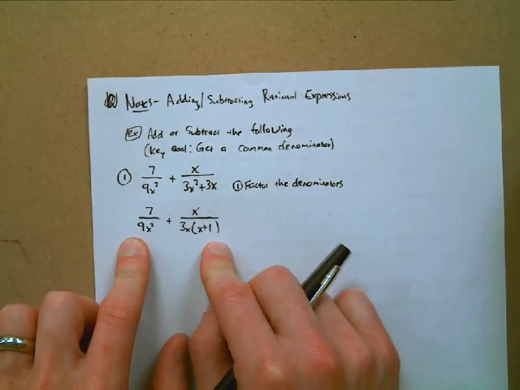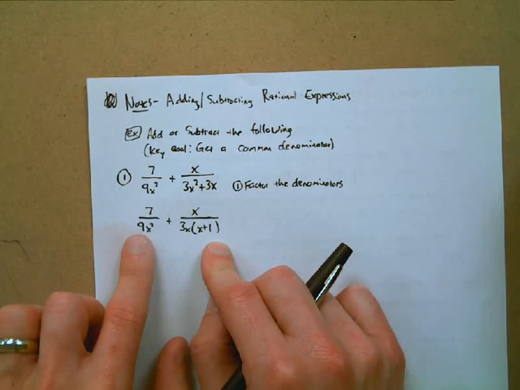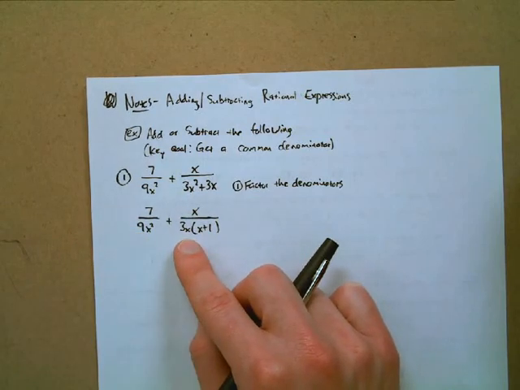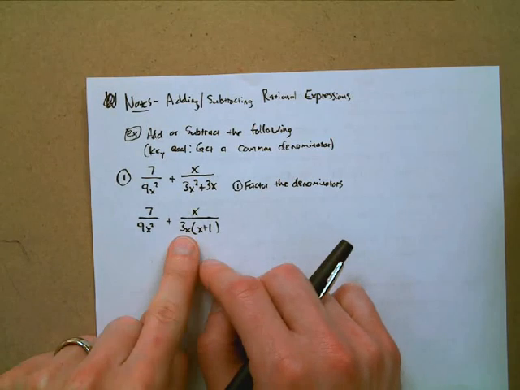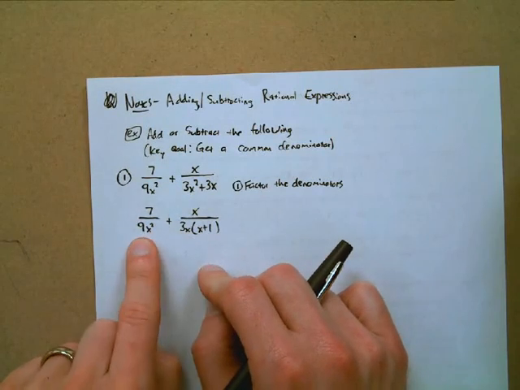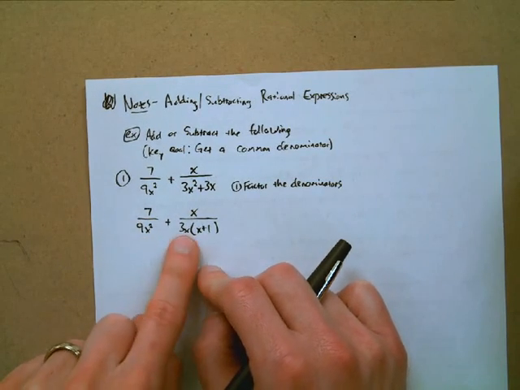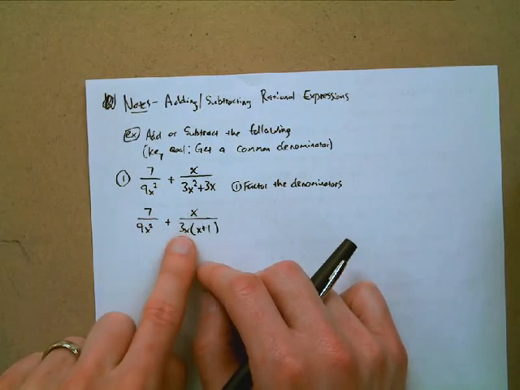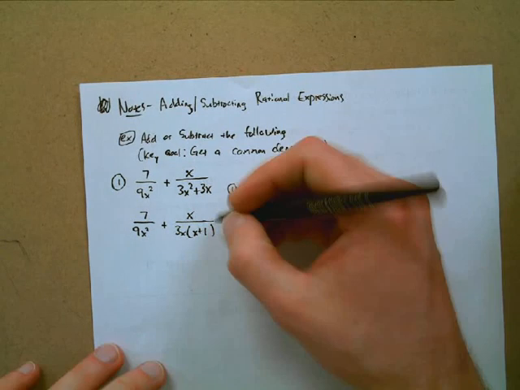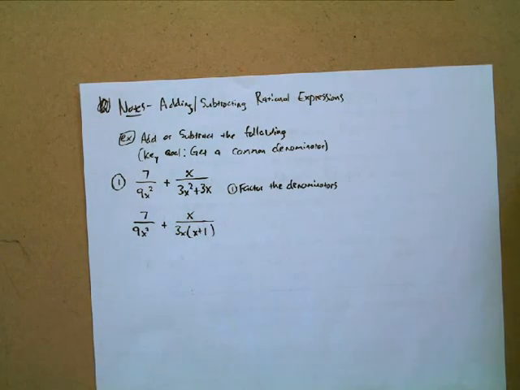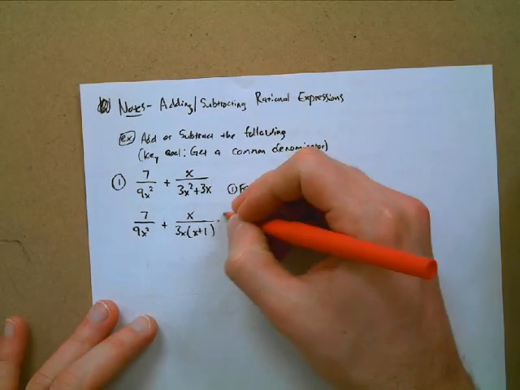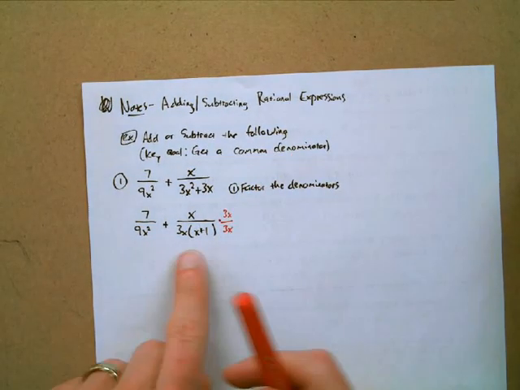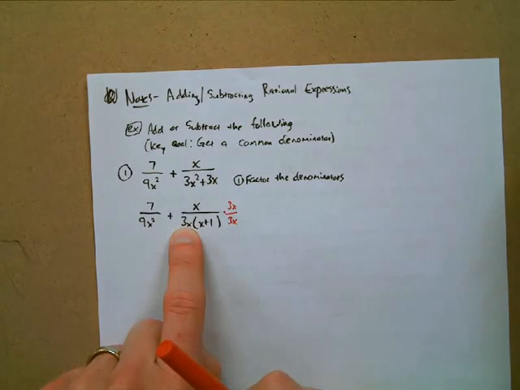For example, 9x squared and 3x. I can make this 3x match 9x squared, right? What's missing from the 3x to make a 9x squared? Another 3x, right? I have to multiply 3x by another 3x to get 9x squared. So all I need to multiply by here is 3x over 3x, okay? And now I will have a 9x squared in this denominator when I multiply those, right?